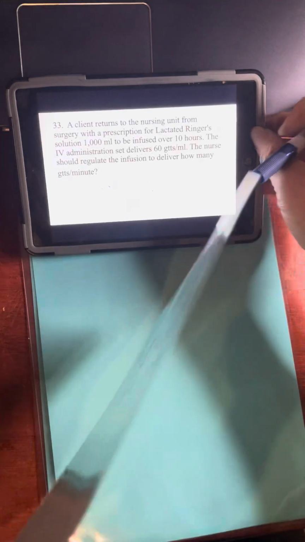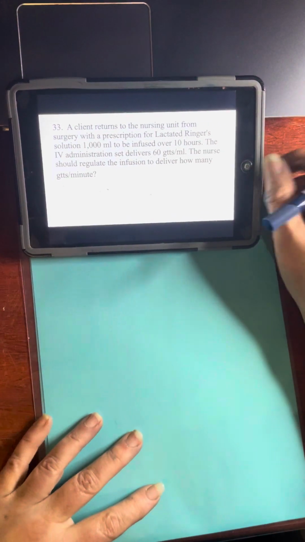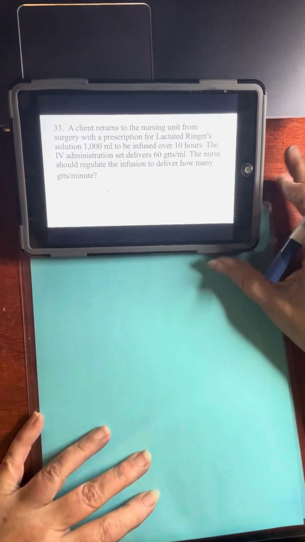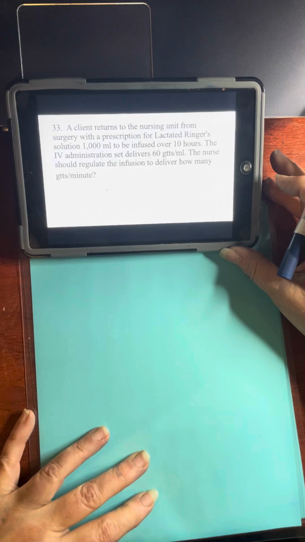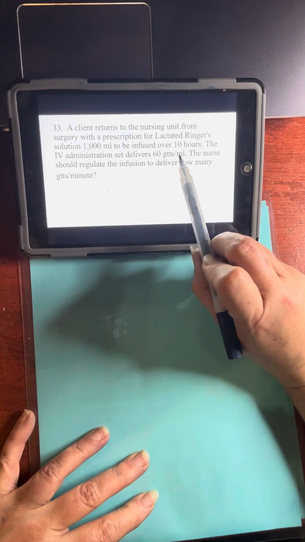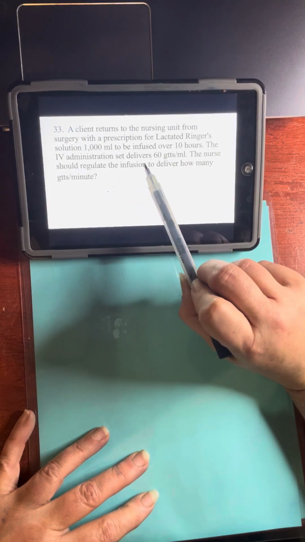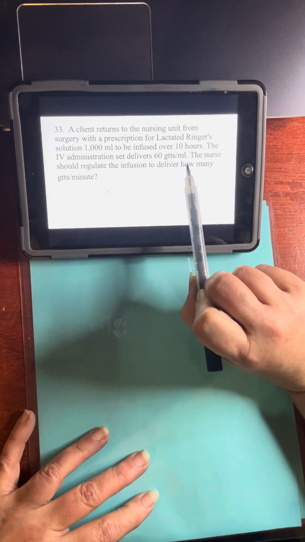And then it says a client returns to the nursing unit from surgery with a prescription for lactated ringer solution, 1,000 milliliters, to be infused over 10 hours. The IV administration set delivers 60 drops per minute.